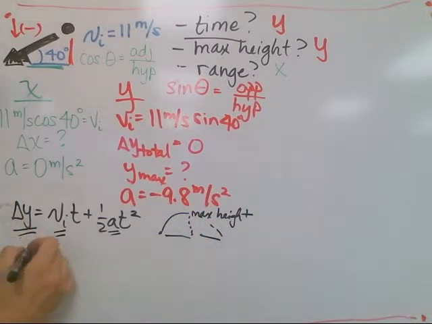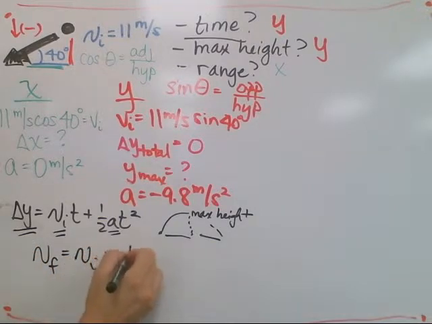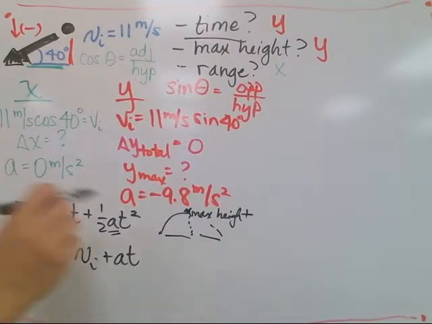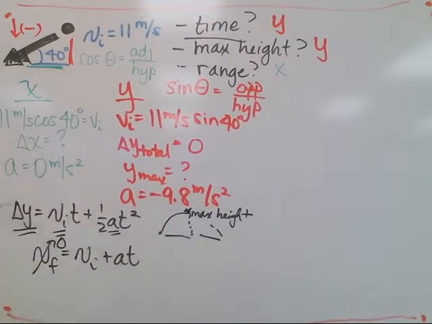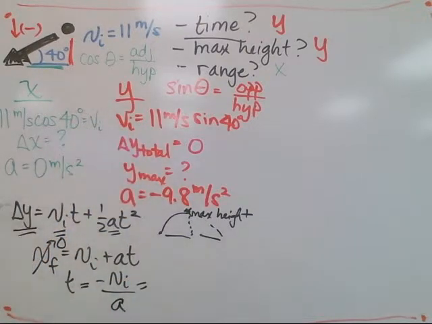So let's try that. We're going to use v final equals v initial plus acceleration times time. We can get rid of v final because we know at this top point in the projection, the velocity is going to be 0. So now it's a matter of just rearranging and solving for time. T equals negative initial velocity over the acceleration. And so we're going to plug in our value for the initial velocity.